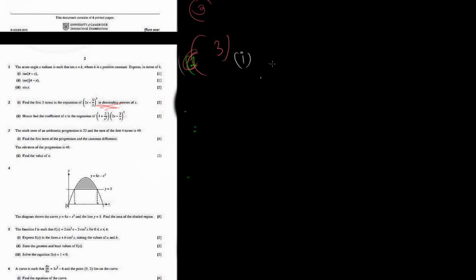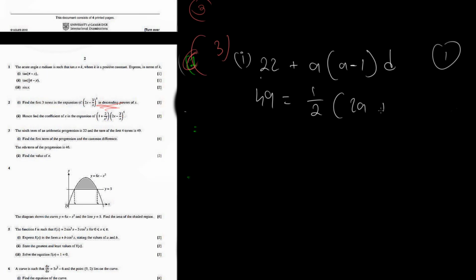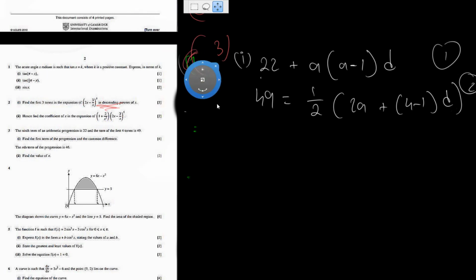So let me just go on and set up my equations. I'm setting up my equation for the ninth term first, a plus 8d equals 22, and I'm setting an equation for the sum of the first 4 terms, which is 49. I'm using my formulas from the arithmetic sequence, which you should know from your content. 49 is equal to 4 over 2 times 2a plus 4 minus 1 multiplied by d. And all I have to do from this point is solve my simultaneous equations and get my answers.